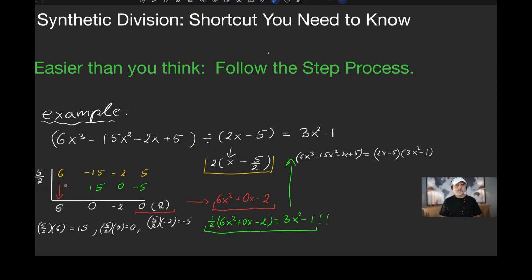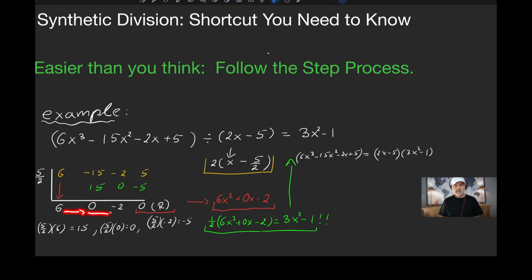And then the first step starts with the following. You bring the leading coefficient down to the outside of the box, which is 6, and you start multiplying 5 over 2 times 6, which is showing right here. And then the result of that multiplication is inserted right under the second term. And then you add. So 5 over 2 times 6 is positive 15, and when added, the answer is 0. And you put that result right next to that term 6.